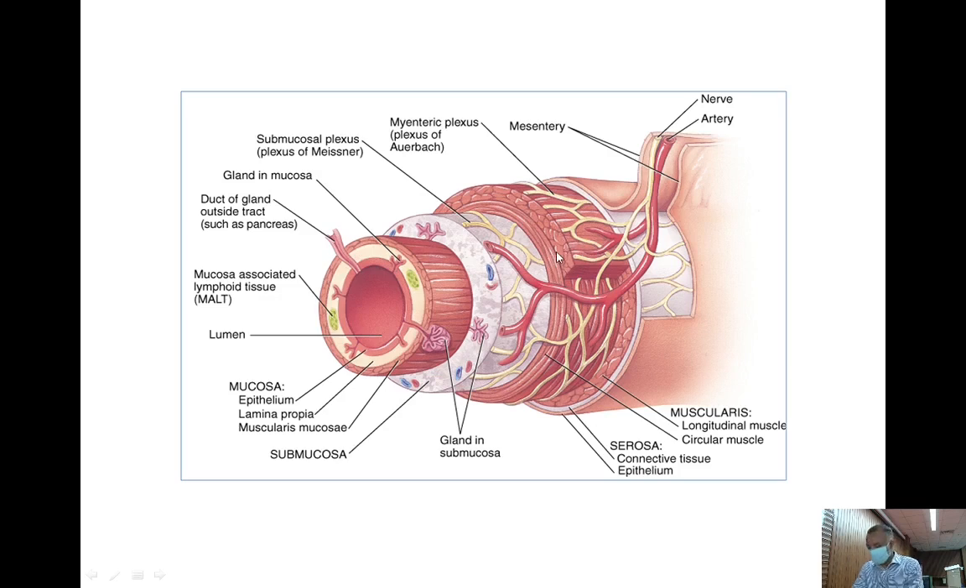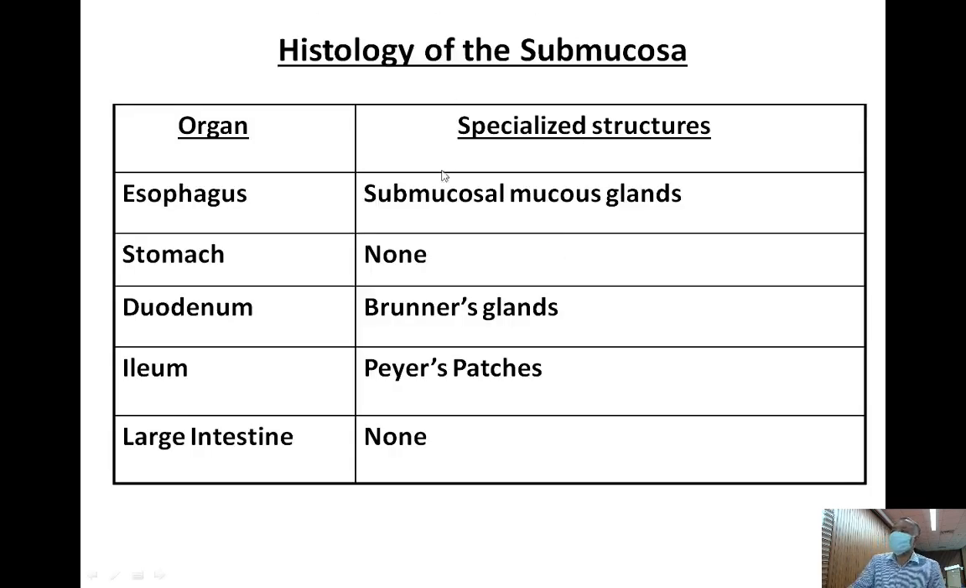In this picture it is very clear. Then in different parts of the GIT, this submucosa is having some specialized structures, like in the esophagus. In the submucosa, we are having the submucosal gland. Submucosal mucus type of glands are present in the submucosa, in the esophagus. Stomach, nothing is present. No glands are present in the stomach, in the submucosa. Then duodenum, Brunner's glands are present.